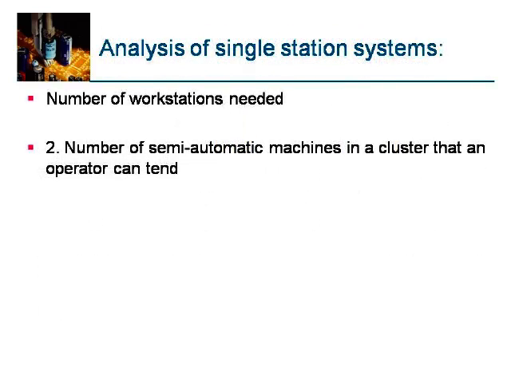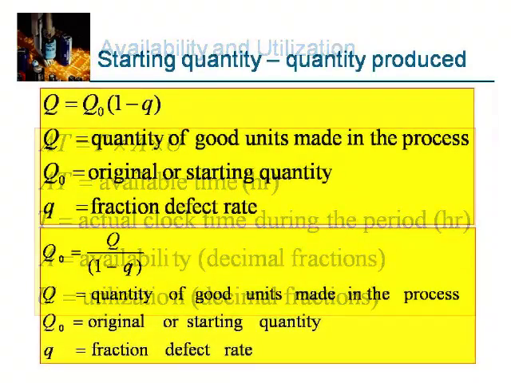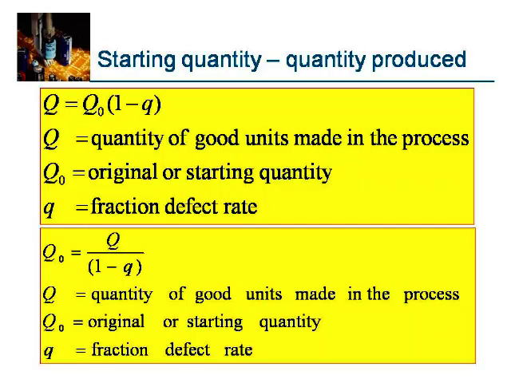Number of workstations needed are 2. Number of semi-automatic machines in a cluster that an operator can tend. Now let us see the availability and the utilization of this. AT is available time. Available time is T into A into U, whereas T is actual clock time during the period, and A is availability and U is utilization. And starting quantity or quantity produced is Q. Q is normally Q naught into 1 minus small q. Small q is scrap rate.